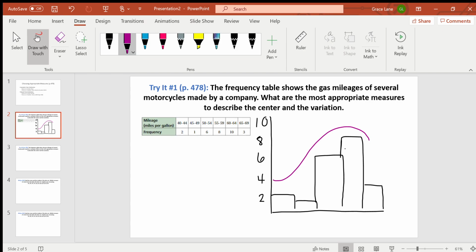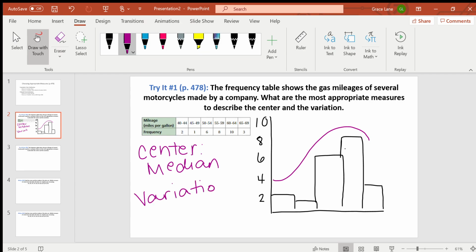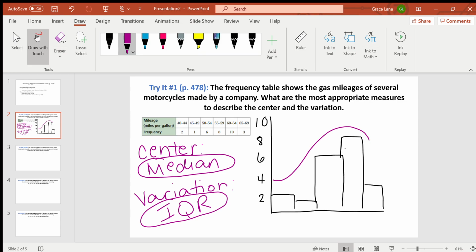So when it asks what are the most appropriate measures, for the center we would use the median, and for the variation we would be talking about the IQR. It didn't really ask me to find either one of those right now, so for now that's a good enough answer. If it asks you to explain, you would have to explain that you should use the IQR and the median to describe these measures of center and variation, because you saw that the graph is skewed.